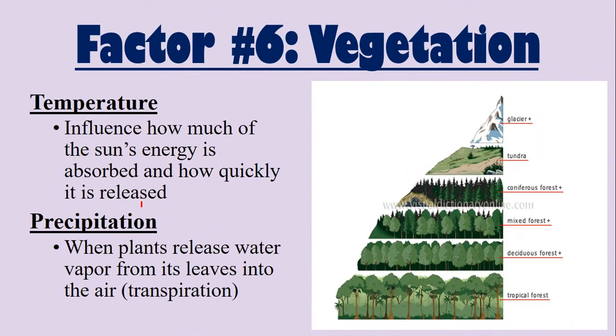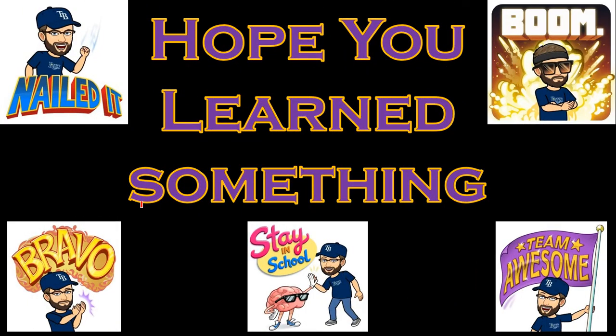And vegetation is important too. Vegetation influences the temperature by how much sun energy is absorbed and how quickly it is released. And precipitation: when plants release water vapor from the leaves into the air by transpiration, it can condense and it can rain. These are some factors that factor in to the climate of an area.